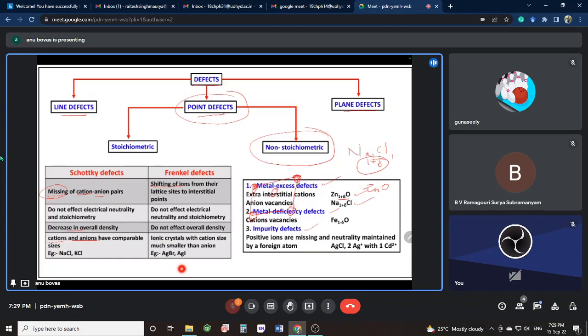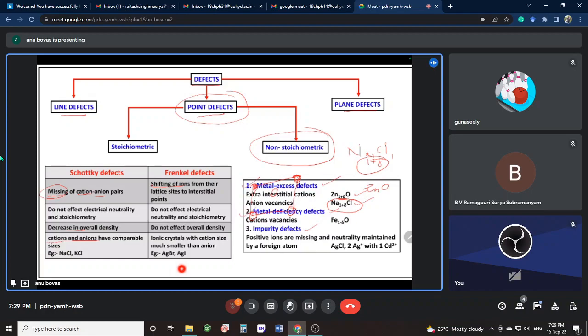So in the question, it is asked about NaCl. We will explain that NaCl in detail later, but we are just explaining the main category now. Okay, so now we know what a metal excess defect is.